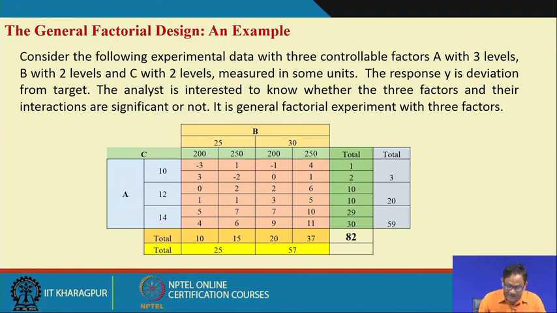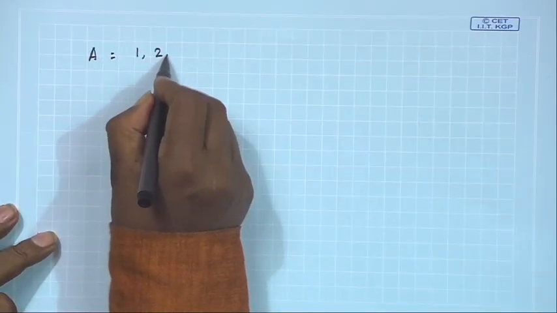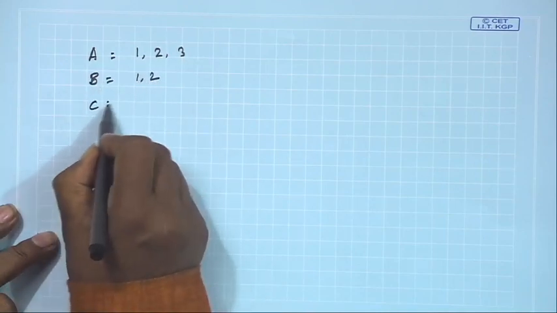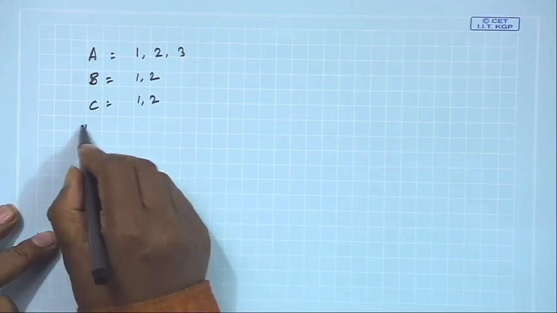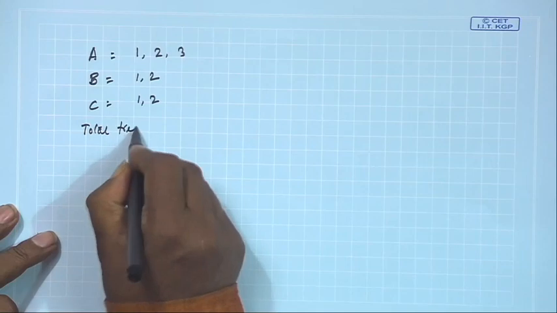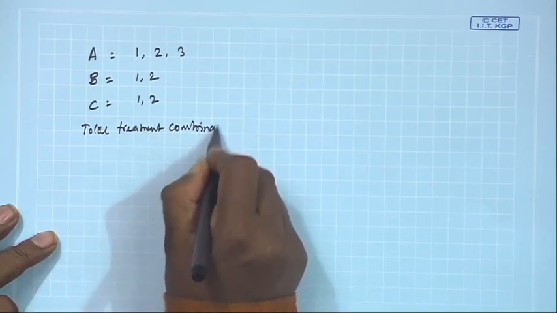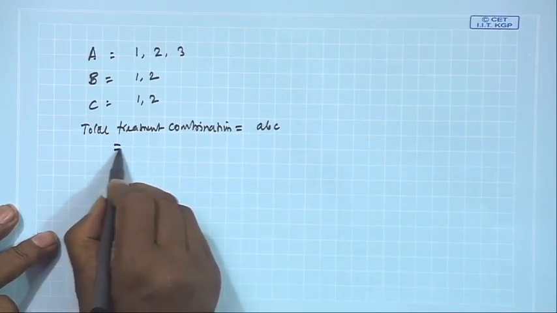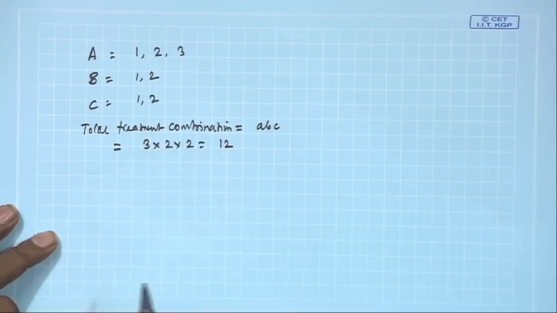So, in our example, we have three factors: A with 3 levels, B with 2 levels, and C with 2 levels. So, we have a total number of treatment combinations equal to a b c, equal to 3 cross 2 cross 2, equal to 12.